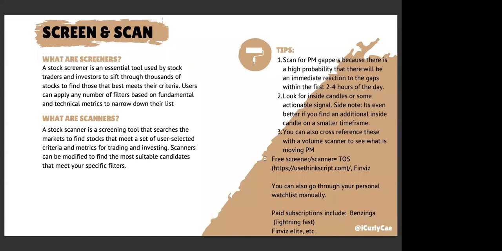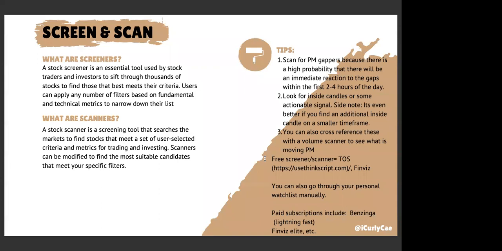Now, you can also cross-reference all of these with a volume scanner to see what is moving pre-market. So here's a few tips. A free screener or scanner that you can look at is one on Thinkorswim. You can go to usethinkscript.com and it'll give you literally a list of scripts that you can use to run through Thinkorswim. You can also manually go to Finviz. So let me show you what that looks like, okay?